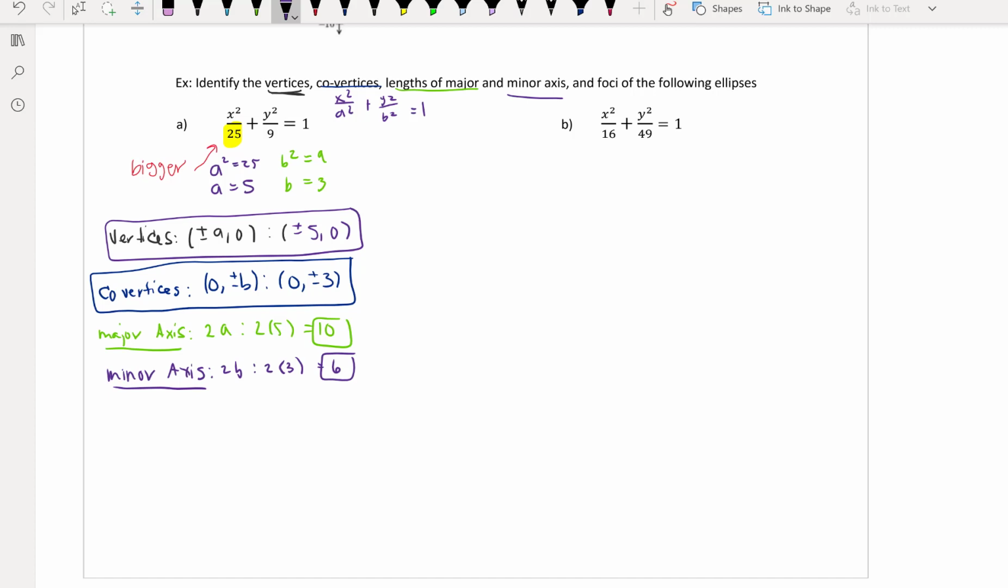Your major you got by 2 times a. Your a value is 5, so 2 times 5 is 10. Your minor you got by 2 times b. Your b value is 3, and 2 times 3 is 6.